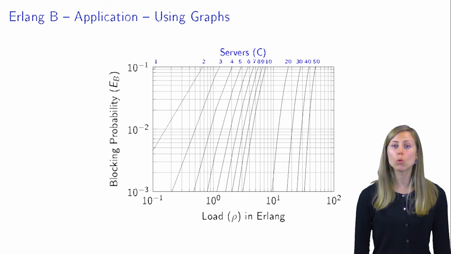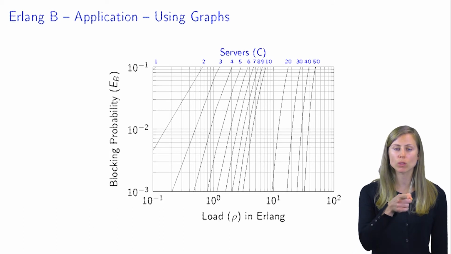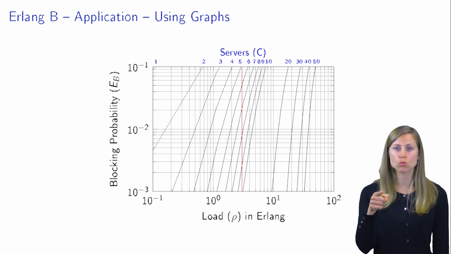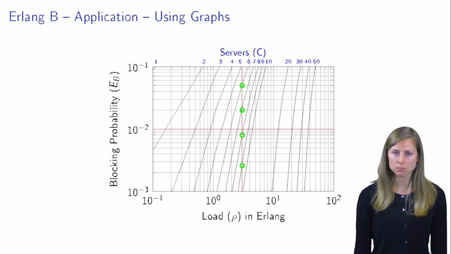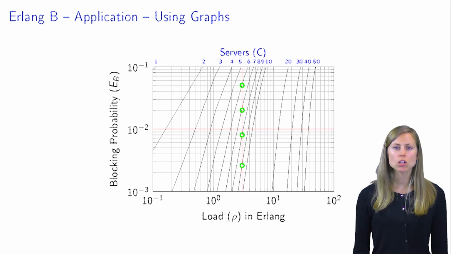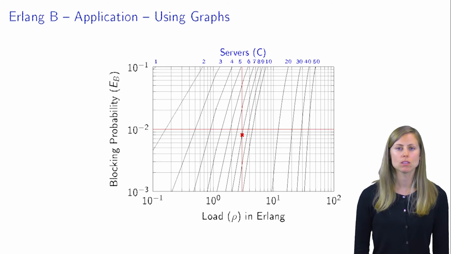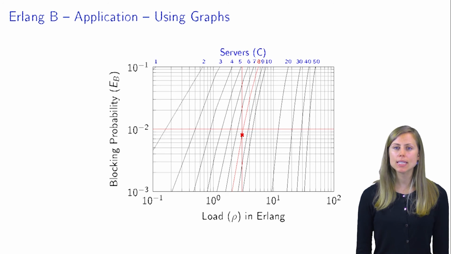We know that we are working at a load which is equal to 3 Erlang, that is 3 times 10 exponent 0, and that we need a blocking probability of less than 1%, that is less than 10 to the exponent minus 2. We then look at the intersections of our working load with the different curves for different values of C, and look for the intersection where the blocking probability is immediately below the red line. So we keep the solution of 8 servers, which provides a blocking probability around 0.8%.